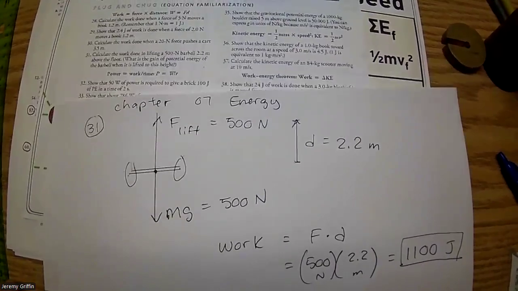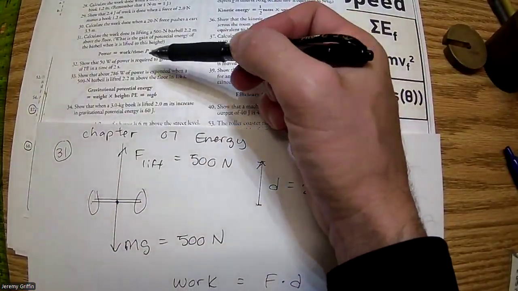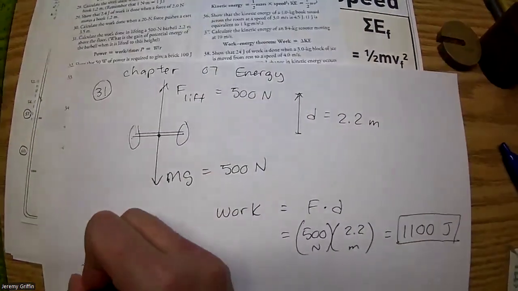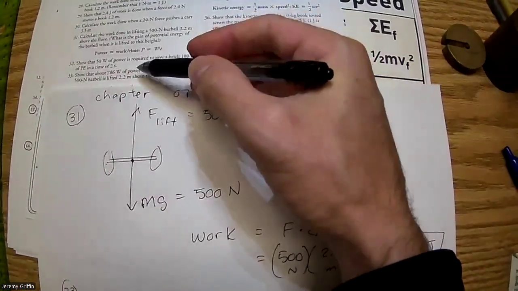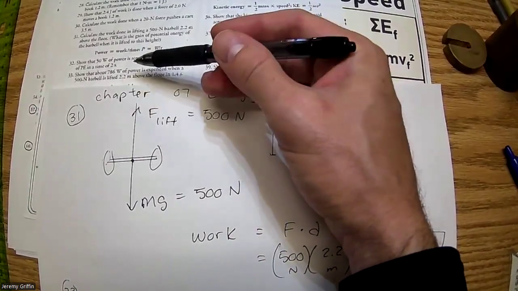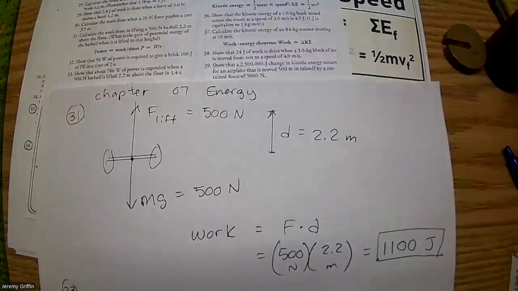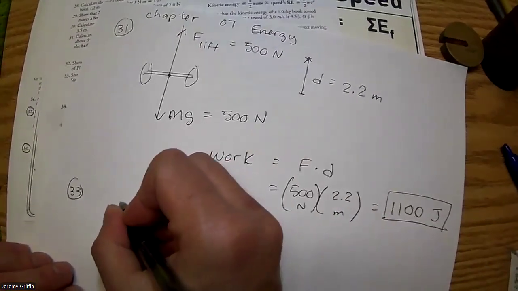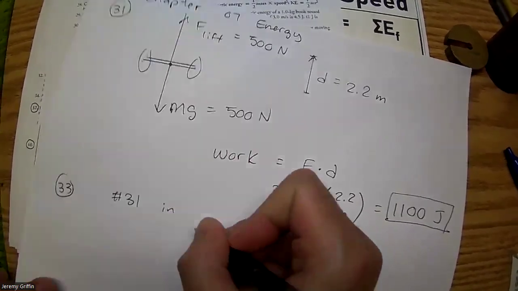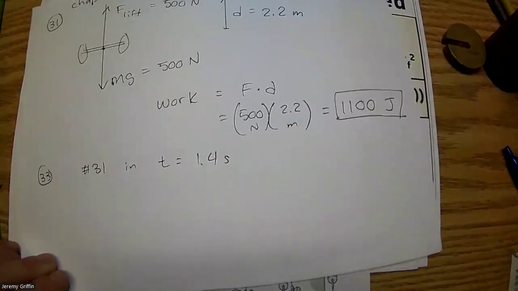Like that. All right. Let's skip down to number 33, which is also a barbell. Let's do 33 because it's a barbell also. Show that the power expended when a 500 Newton barbell is lifted 2.2 meters in 1.4 seconds. Okay, so it's a continuation of the one we just did. Let's throw in a time. So it's number 31 in a time of 1.4 seconds.